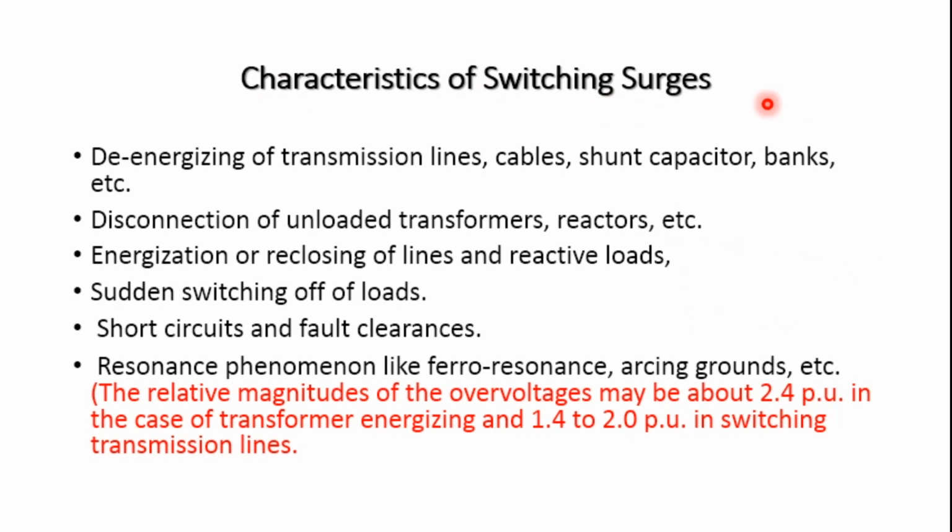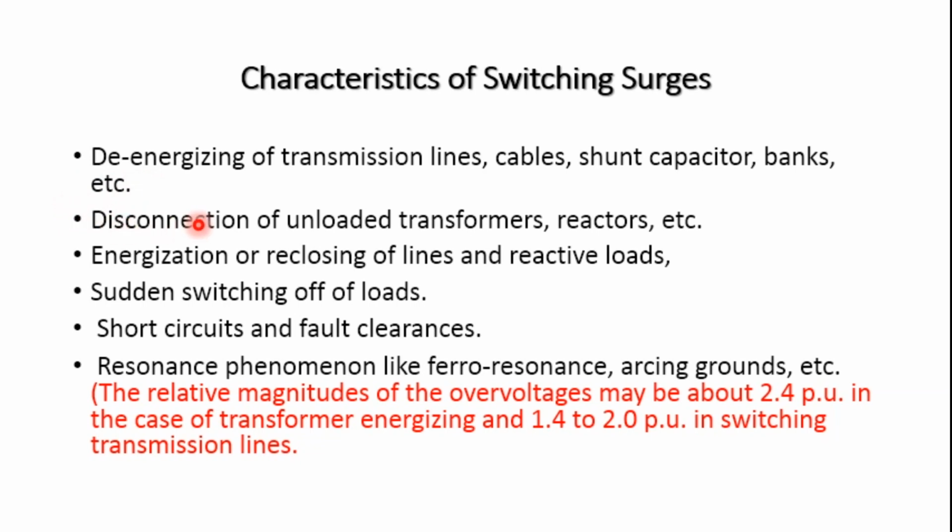So mainly the wave shape of the switching surges is quite different, and may have its origin from any of the following sources. These are responsible for the formation of the characteristics of switching surges. That is, de-energization of transmission lines like cables, shunt capacitors, and banks of capacitors, etc. So these are the things we are going to consider.